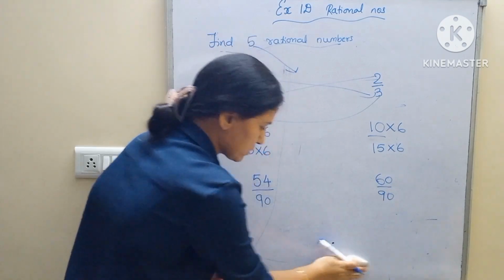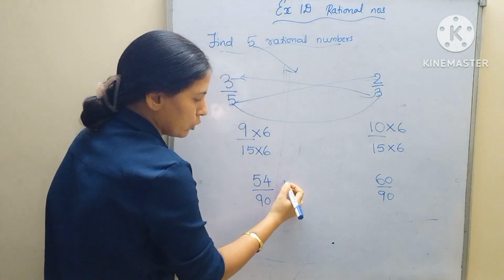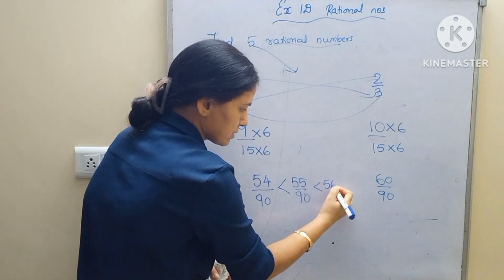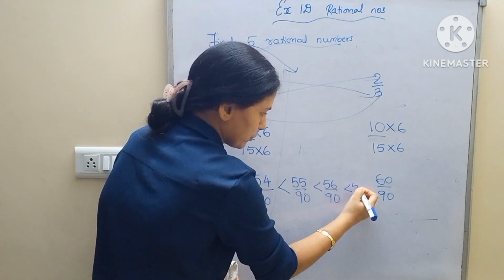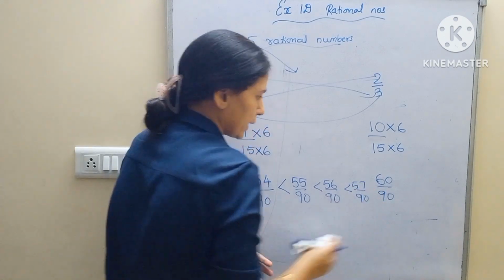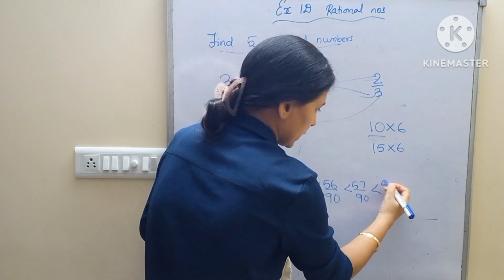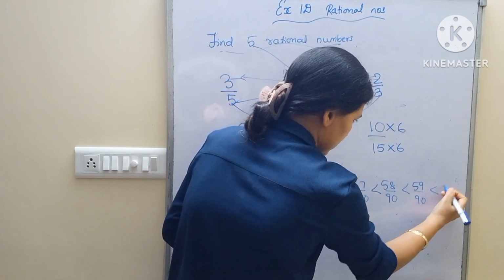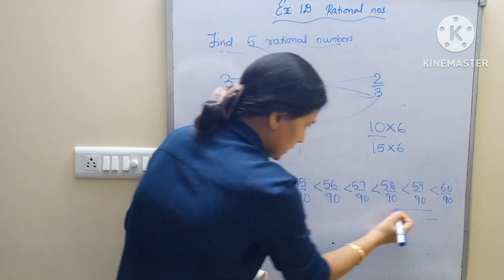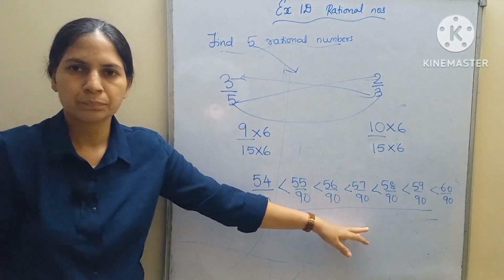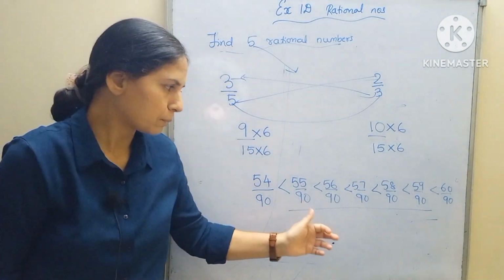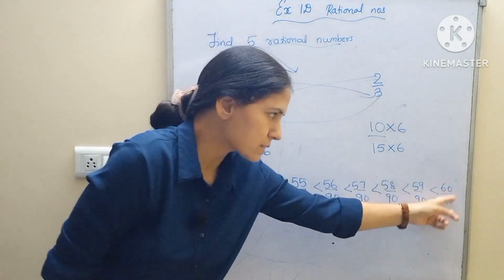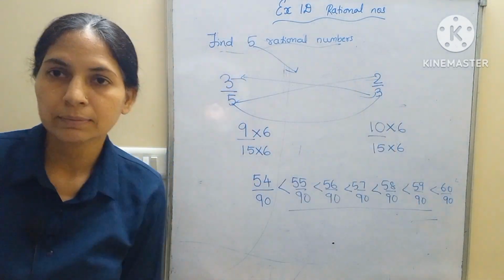Now come on students, let us find. What comes after 54? 55. Then 56. Then 57. Then 58. Then 59 and then at last it is 60. So these are the 5 numbers which I got between 54 upon 90 and 60 upon 90. 54 upon 90 was nothing but 3 upon 5 and 60 upon 90 was nothing but 2 upon 3.